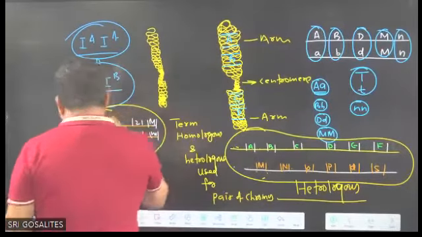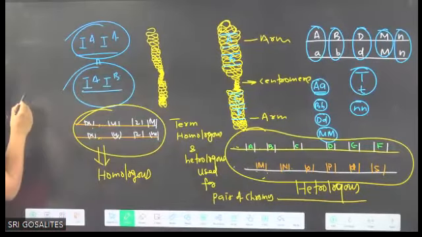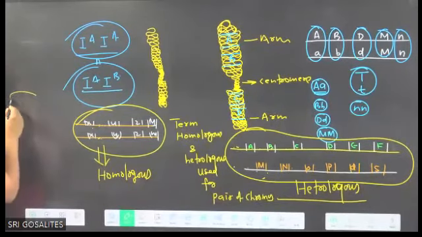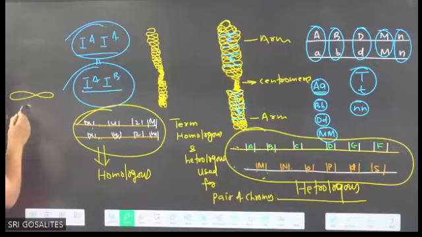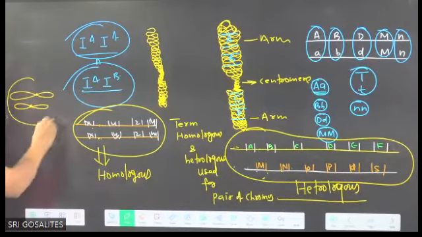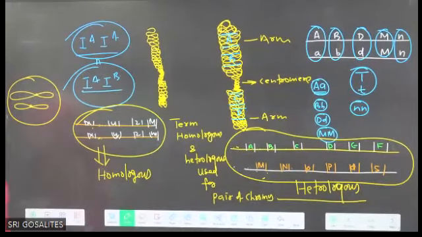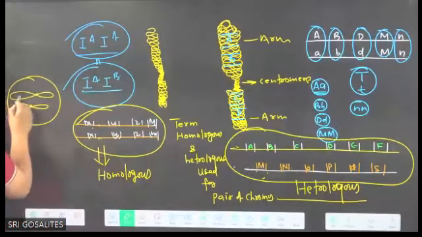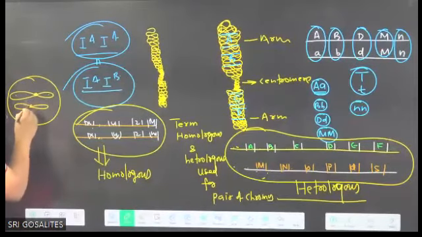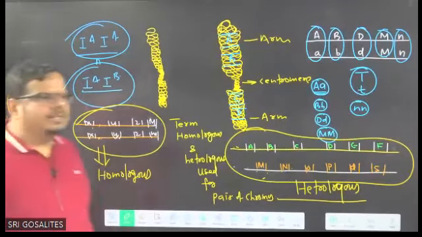Suppose that this is a chromosome. I am drawing. This is a chromosome, and this is another chromosome. Is it homologous or heterologous? Is this pair homologous or heterologous? Heterologous. What differences are you finding? Their length is also different and their position of centromere is also different.